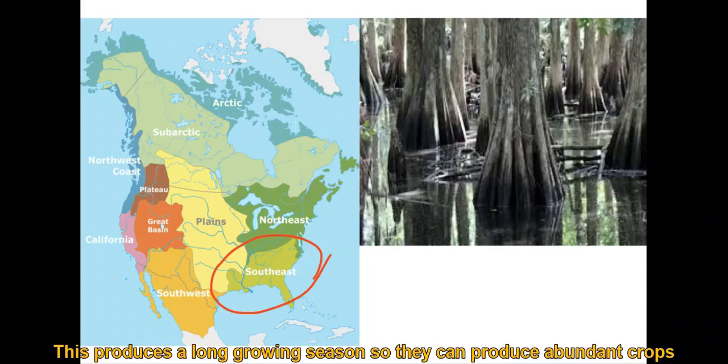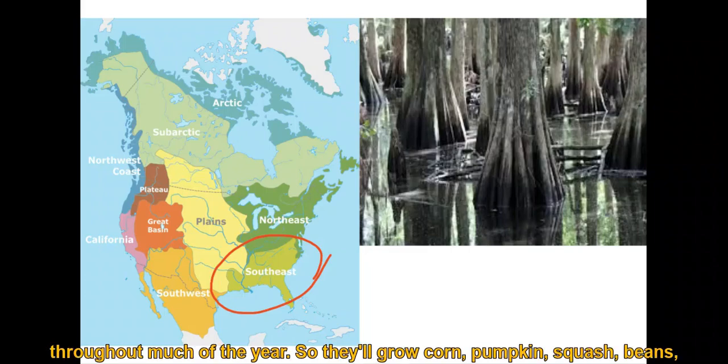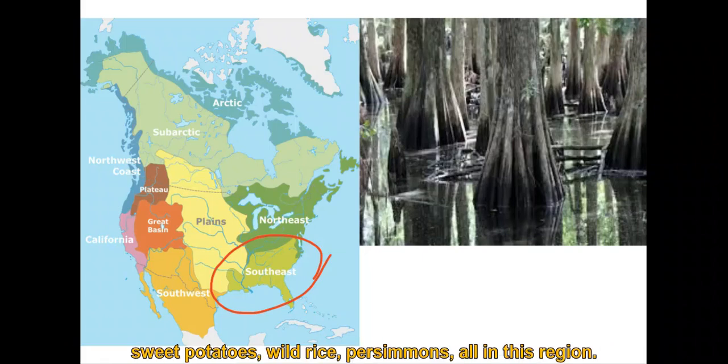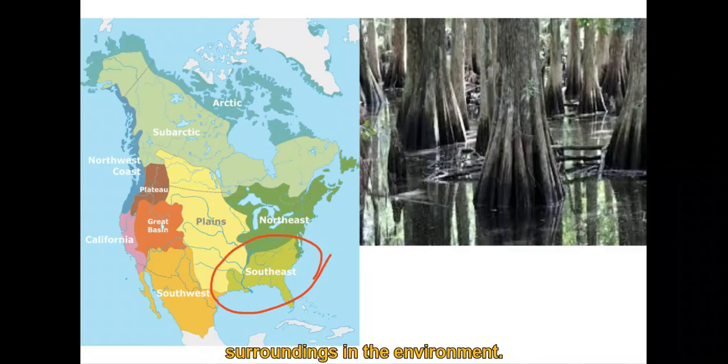This produces a long growing season, so they can produce abundant crops throughout much of the year. So they'll grow corn, pumpkin, squash, beans, sweet potatoes, wild rice, persimmons, all in this region. They had turkey as well, and they were mound builders, so they would build their houses out of dirt and different surroundings in the environment.